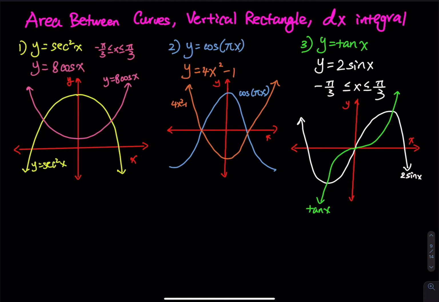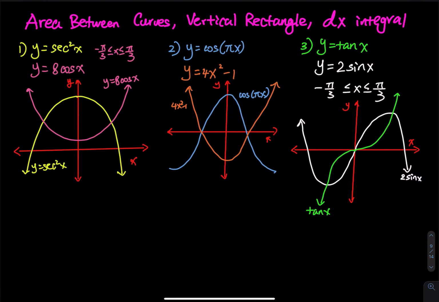So number one, on the left hand side, we have y equals secant squared and y equals 8 cosine x, and we have x between negative pi over 3 and positive pi over 3. That actually helps me a little bit. First of all, let me find the intersection. So first we set them equal. We have secant squared x equals 8 times cosine x.